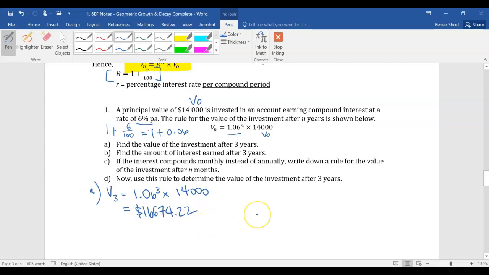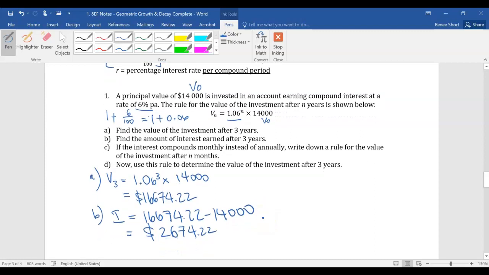Now, part B wants us to find the amount of interest that was earned after 3 years. So remember, this is that final value. The interest is the difference between the amount that I end up with and that $14,000 that I started with. So in this case, the interest that was earned was $2,674.22. So in 3 years, this person's earned $2,674. It's pretty nice money for just having money in an account there.